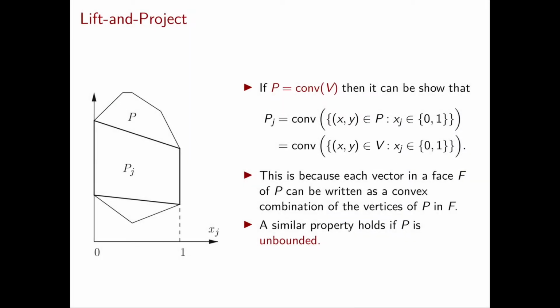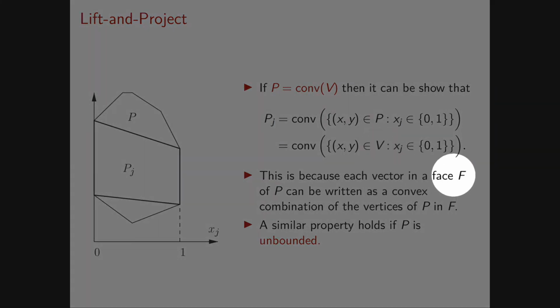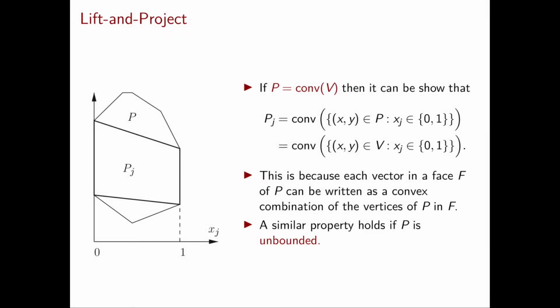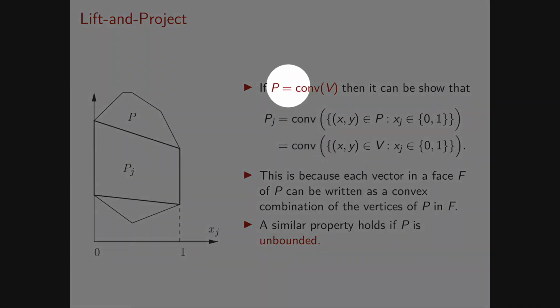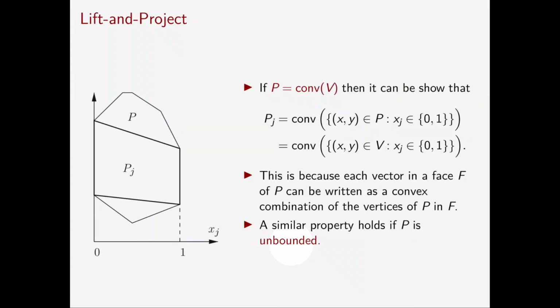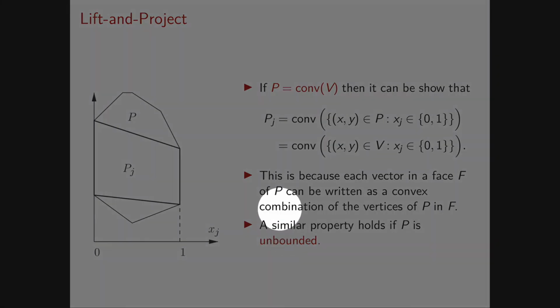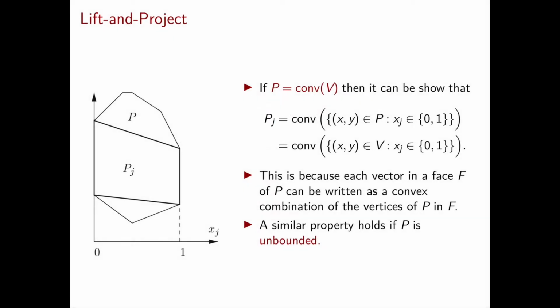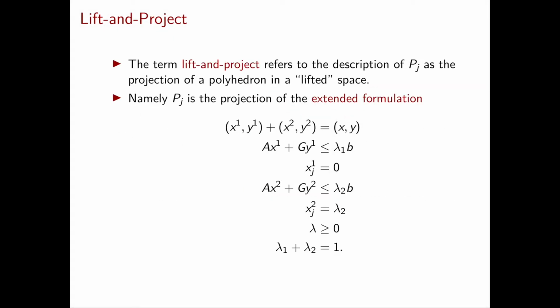To see this equivalency, one just needs to observe that every vector in a face of P can be written as a convex combination of its vertices. Of course, this observation is only valid for polytopes, but a similar property holds if P is unbounded. It is a very good exercise to think about the unbounded case and try to formalize this property in this more general setting.